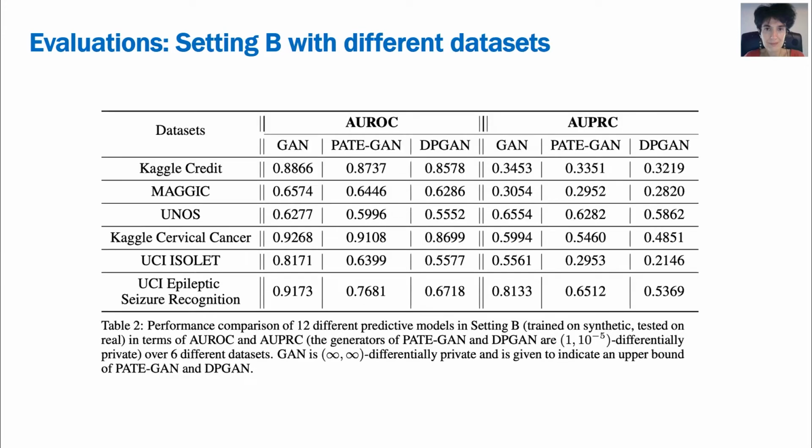We also repeat the same experiments on setting B across 6 different data sets with different characteristics. And as you can see in these results, indeed, PATEGAN consistently outperforms DP-GAN with the same privacy guarantees. This means that the PATEGAN generated synthetic data is more realistic.